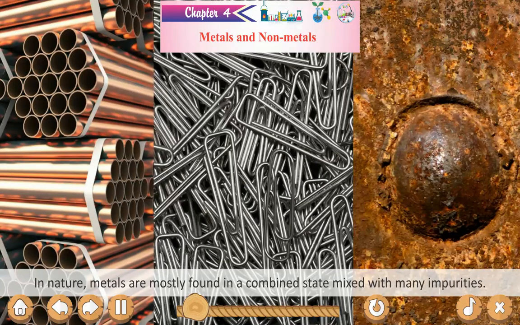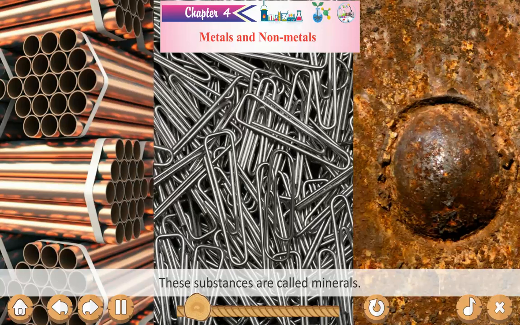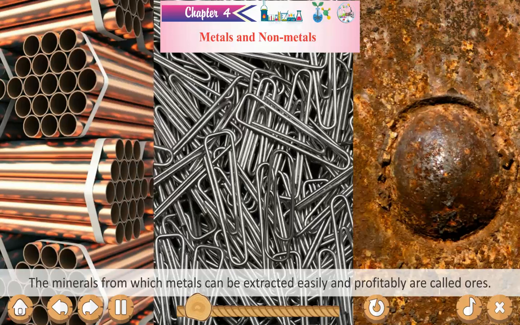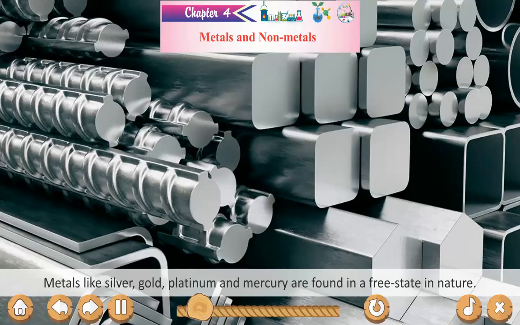Occurrence of metals and non-metals. In nature, metals are mostly found in a combined state mixed with many impurities. These substances are called minerals. The minerals from which metals can be extracted easily and profitably are called ores. Metals like silver, gold, platinum and mercury are found in a free state in nature.